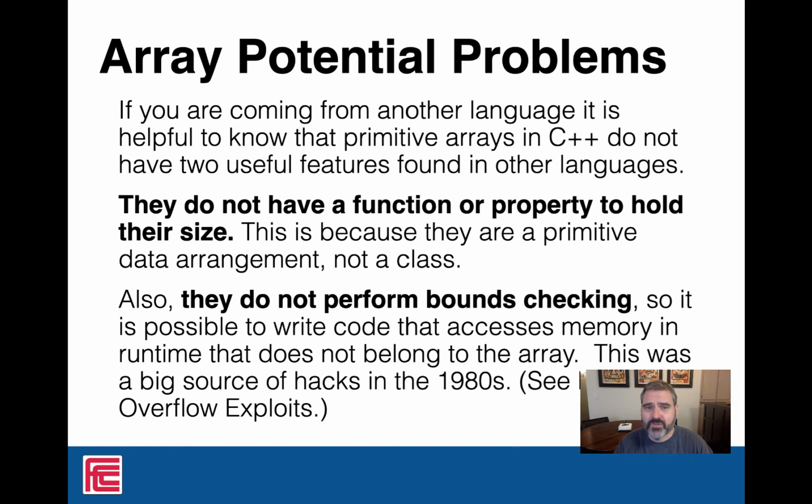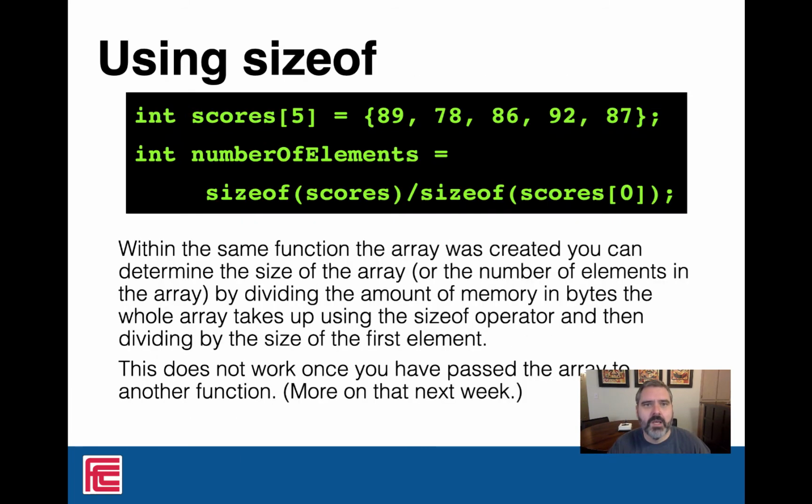They don't perform bounds checking, which means you can actually go off the end of the array. That's kind of a problem. It kind of gets shut down these days, but it was a problem in the past. Just Google buffer overflow exploits, and you'll see all sorts of stuff pop up.